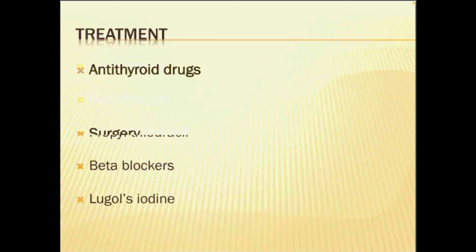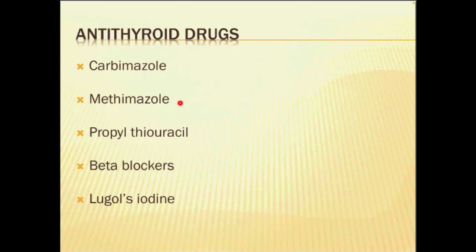So what are the anti-thyroid drugs we all know? Carbimazole, methimazole, and propylthiouracil, beta blockers, and Lugol's iodine. Carbimazole and methimazole are the anti-thyroid drugs. Of course, methimazole will get converted into carbimazole and will act. And the importance of propylthiouracil is that it also prevents the peripheral conversion of T4 to T3. It can be safely used in pregnancy too, while carbimazole and methimazole cannot be used in pregnancy.